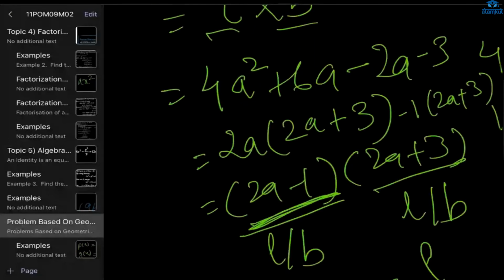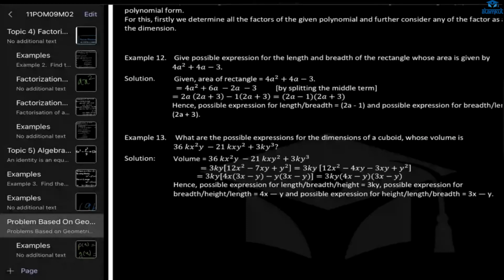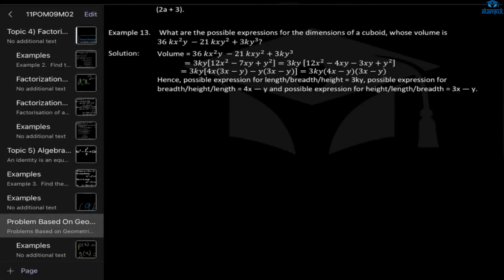These types of questions also come. Okay, let's see one more. What are the possible expressions for the dimensions of a cuboid whose volume is this? Cuboid volume is what? It's a cuboid, so we need to find the sides. The volume is already given to you, and now you have to find the dimensions. Three zeros will be there, so I'm going to write here only.